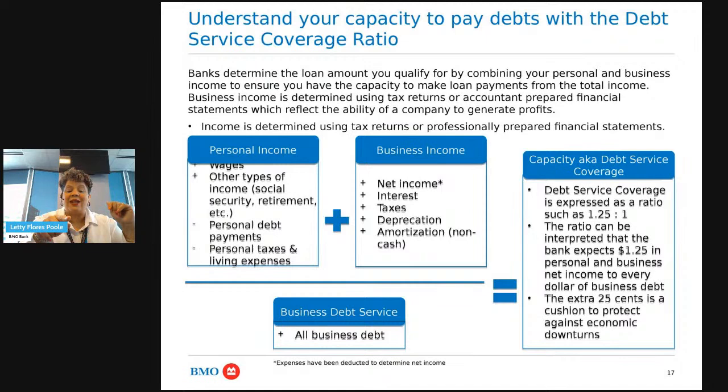Right. So now I want you guys to look at each box here, because, again, as I mentioned, it's one big math problem. If you look on the left side, it says wages and other types of income. We add that and we're going to subtract personal debt payments, personal taxes, and living expenses. So I want you guys to remember, every time that you come and apply, the bank is also always going to look at your personal income and your personal living expenses.